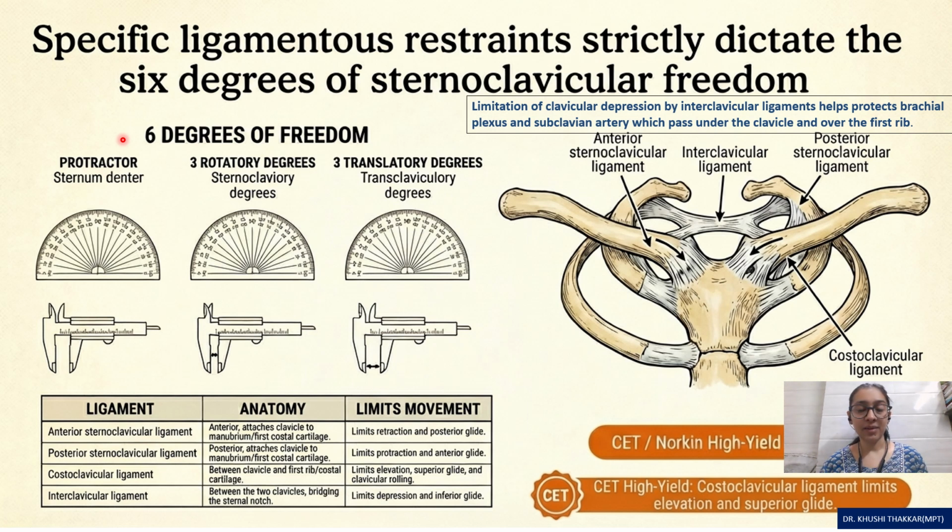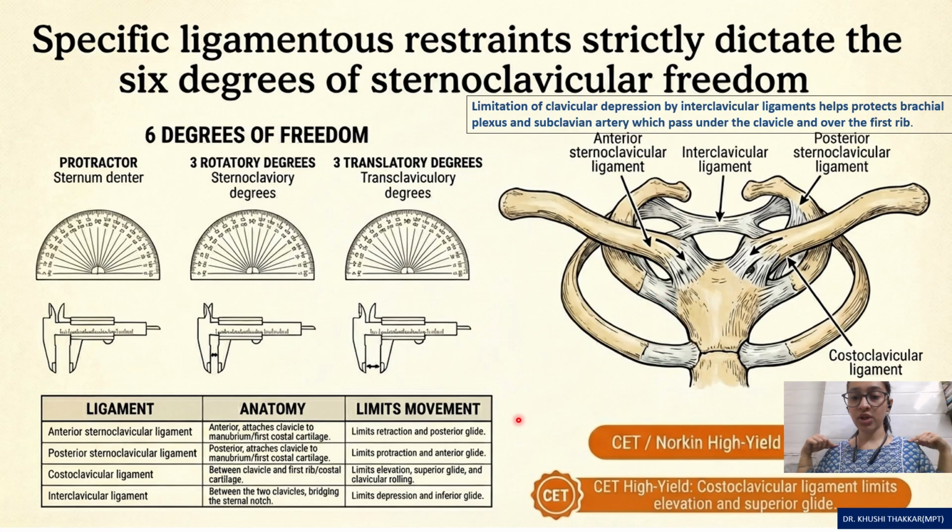Let's discuss the ligaments here. We have the anterior and posterior sternoclavicular ligaments, the costoclavicular ligament, and the interclavicular ligament. The attachments are as follows. The anterior sternoclavicular ligament is attached anteriorly from the medial end of the clavicle to the manubrium sterni and the first costal cartilage. Since it is attached anteriorly, it will limit retraction, that is the posterior movements.